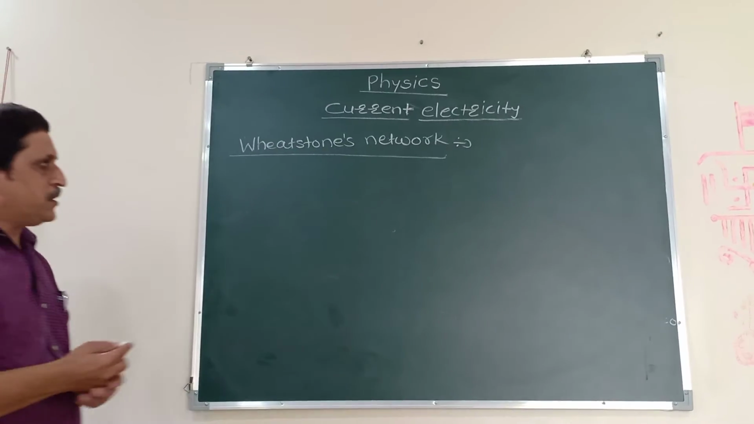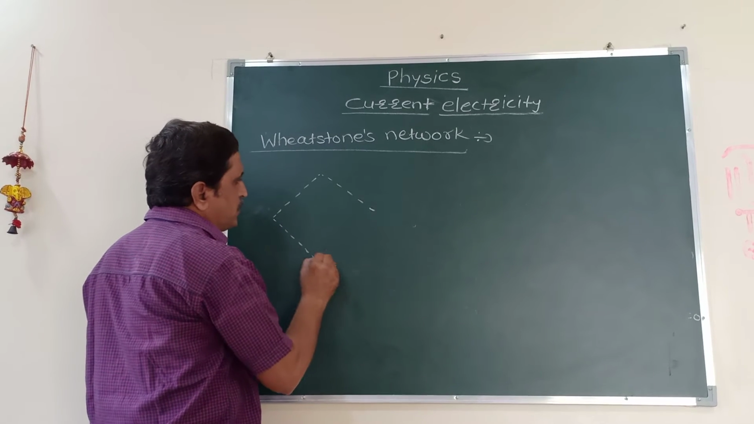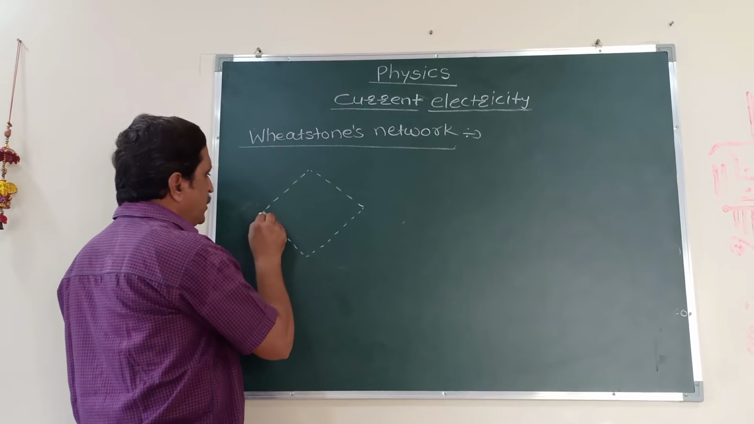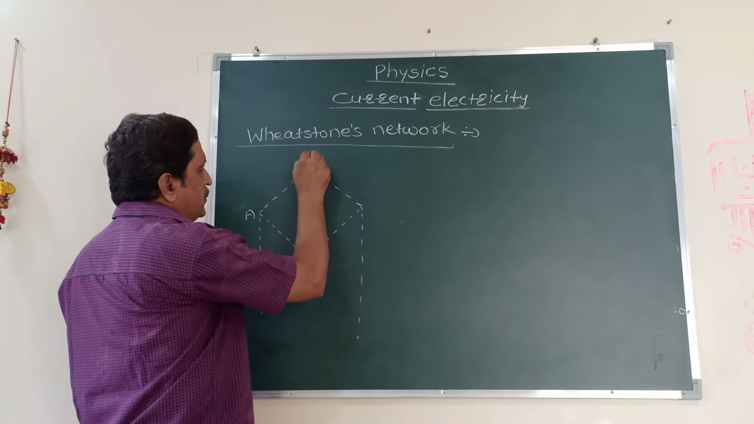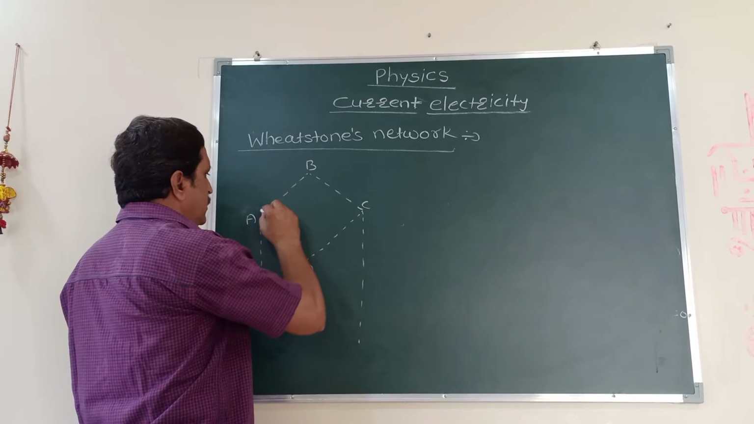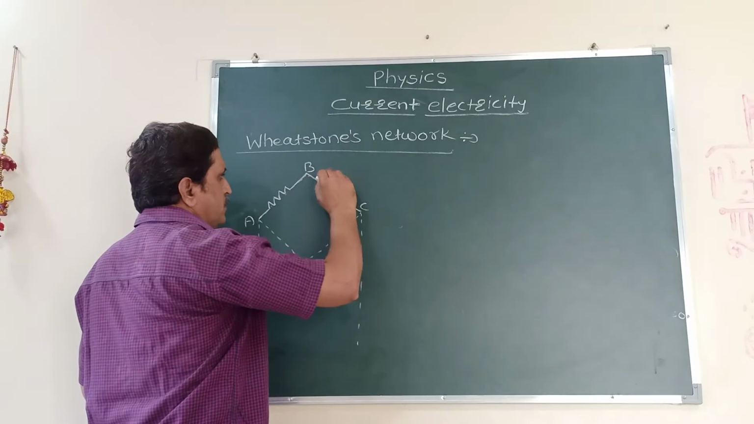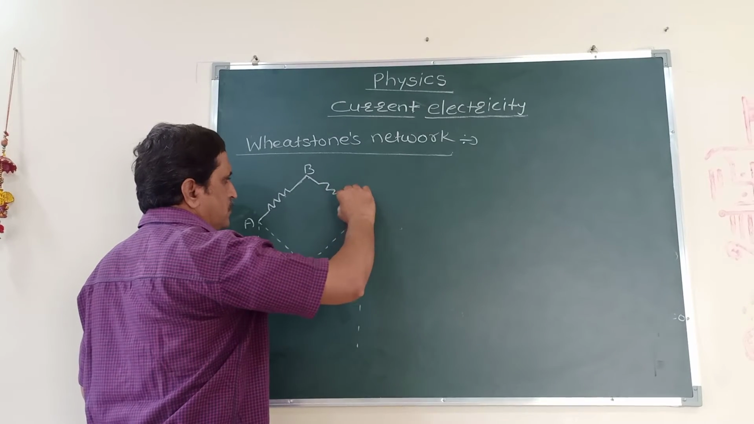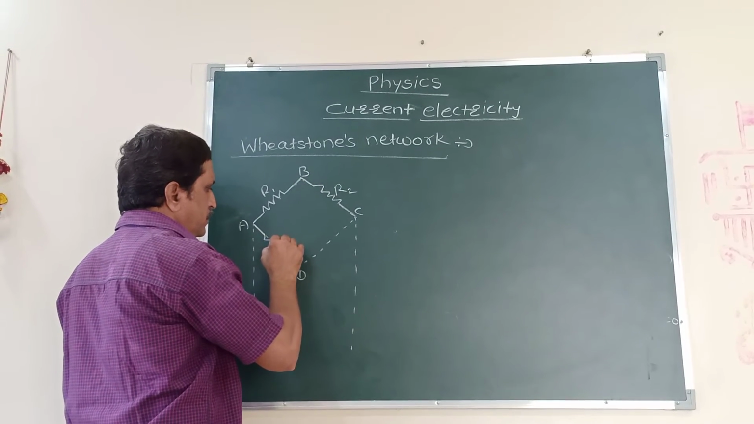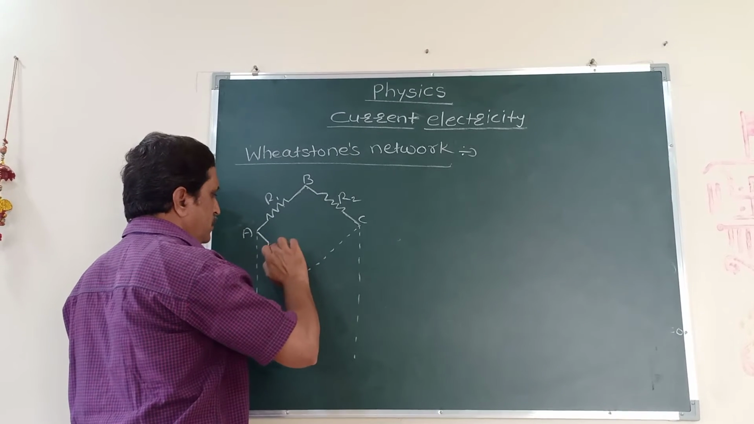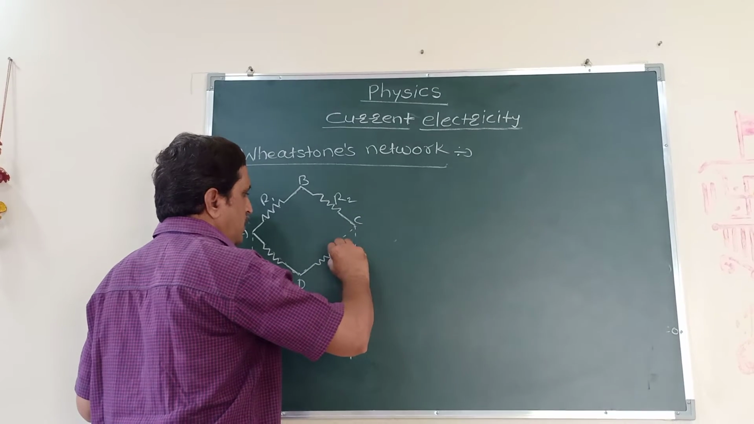Now, in Wheatstone's network, 4 resistors are connected to each other in such a way that they form a closed loop like quadrilateral A, B, C, D. Now here there are 4 resistors. Here R1, here R2, and this one R4.